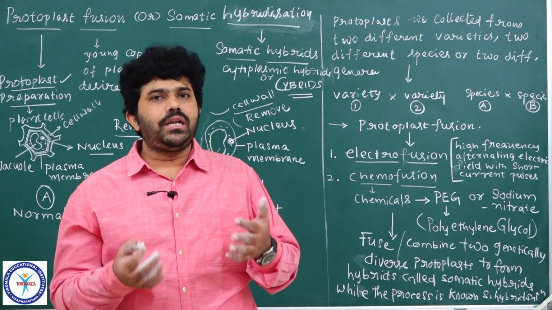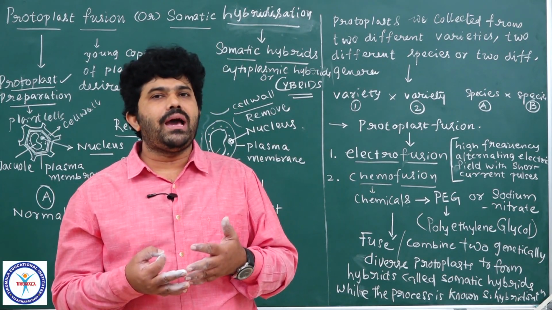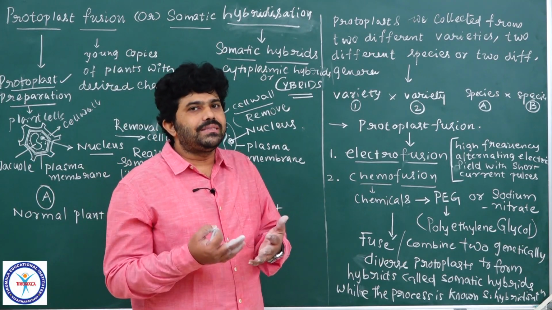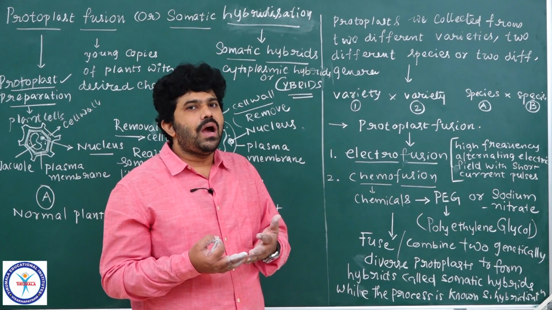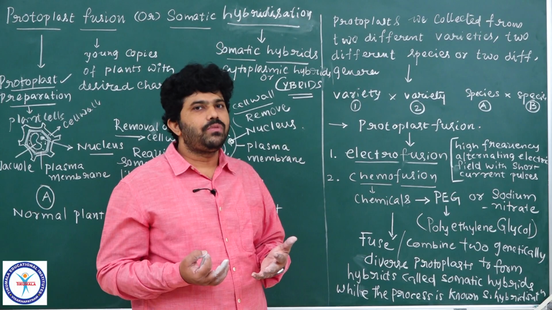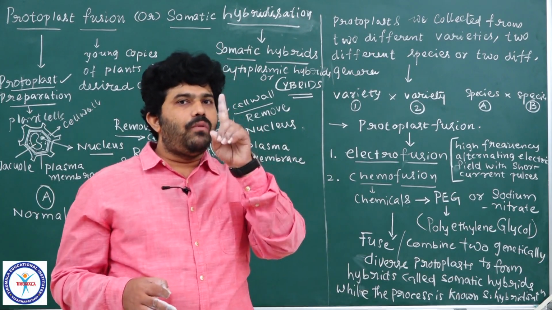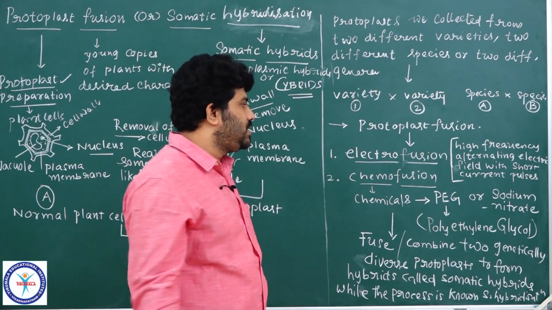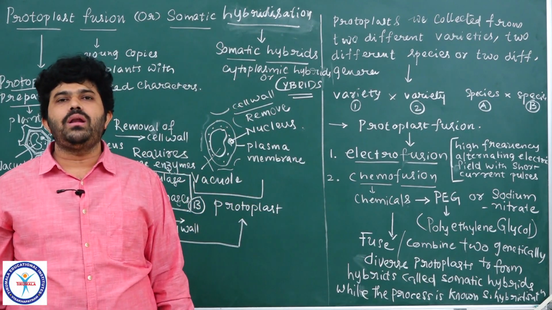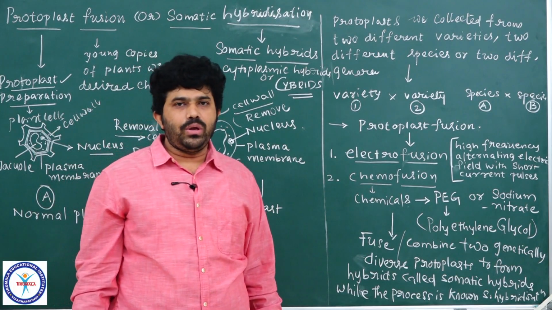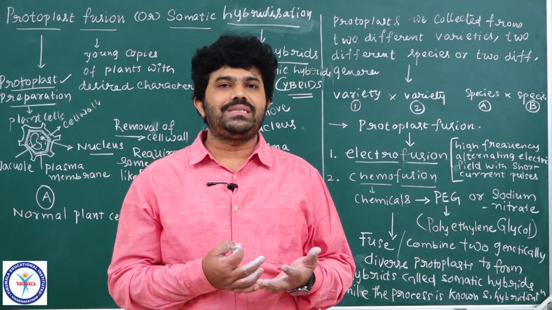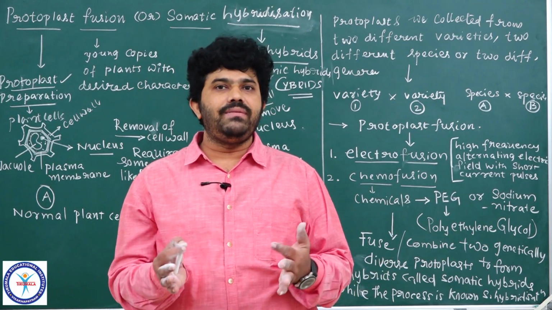Understood? Later the heterokaryon means two unfused nuclei also get fused, or otherwise after the cytoplasmic fusion and nuclear fusion, they behave like individual hybrids. Understood? Or in the syncaryon only one fused nucleus is present. So somatic hybrids may be syncaryon or heterokaryon, which are going to produce young copies with desirable characters as hybrids, genetically diverse plants.